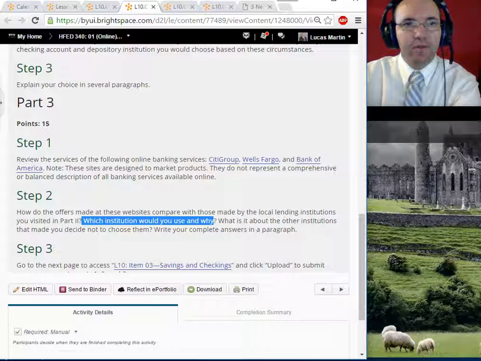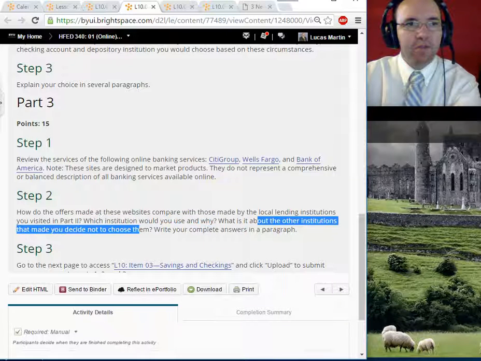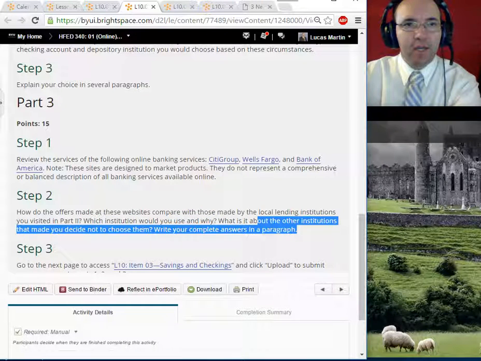Are you going to use an online service? What about the local ones? What is it about other institutions that made you decide not to choose them? Answers again in a paragraph.